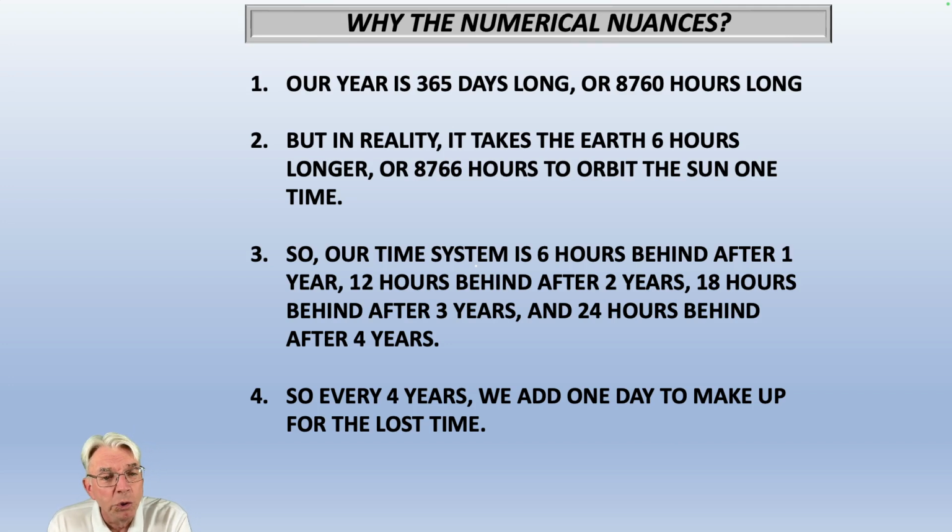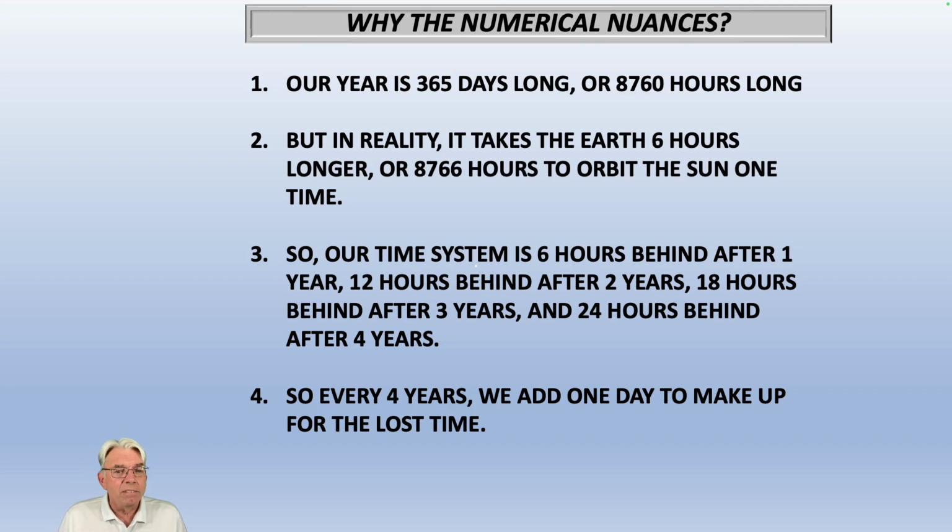So there are some numerical nuances when it comes to our time system, and I wanted to start off by talking about those. Now, we define a year as 365 days long, or 8,760 hours in duration. But in reality, it takes the Earth 6 hours longer, or about 8,766 hours, to complete one full orbit of the Sun. So our time system is 6 hours behind after 1 year, 12 hours behind after 2, 18 hours behind after 3, and 24 hours behind after 4.